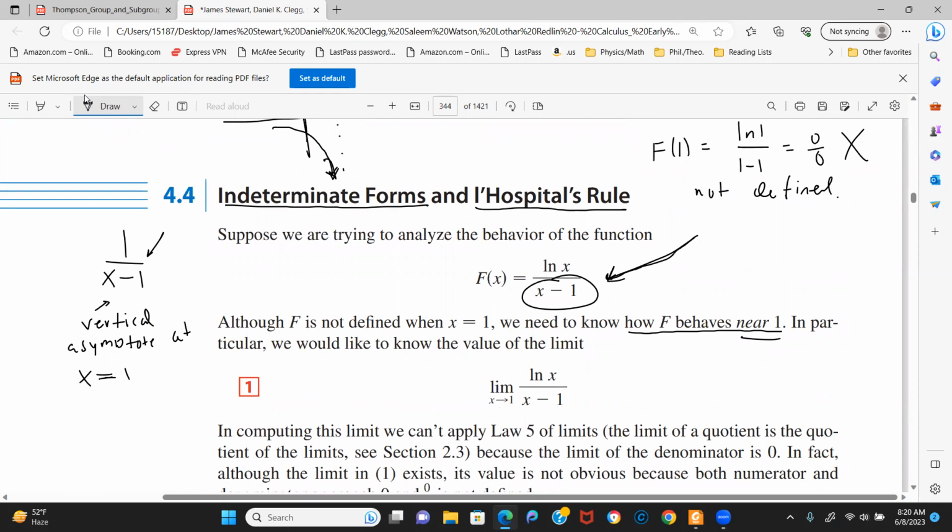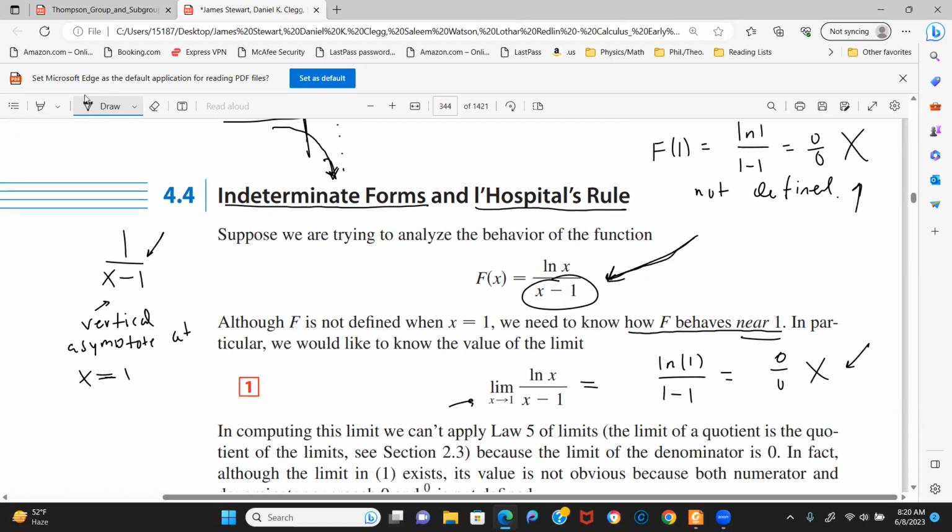And when we compute a limit, the idea is that if you get an indeterminate form, for example, with this limit right here, suppose we want to compute it. Suppose I just blindly plug in one. Let's just evaluate it at one. And I get ln of one over 1 minus 1, and I get 0/0. And as we noted up here, that's bad. So you get this indeterminate form.